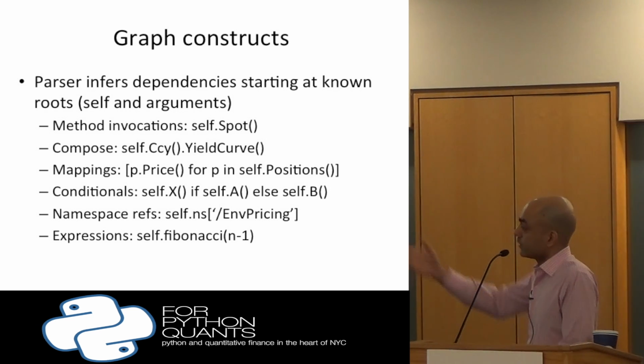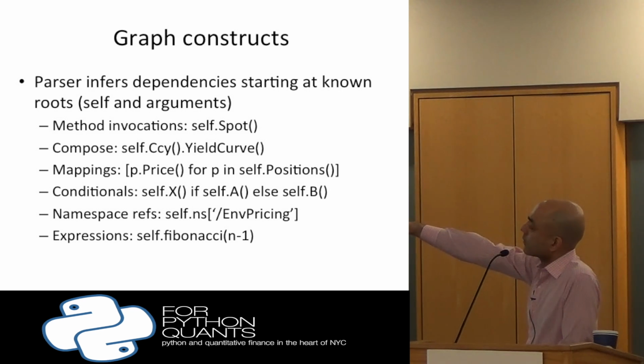And conditionals. Again, we talked about cutting off branches of the graph. So you can say self.x if A, else B, which conditionalizes that branch of the graph. So you evaluate either X or B. I should have said Y, shouldn't I? Just to be consistent. And then, of course, namespace references.